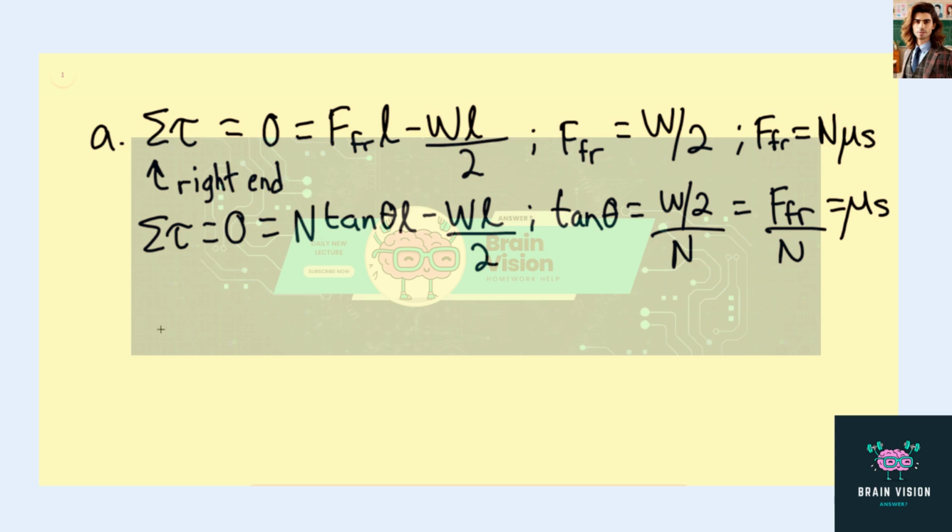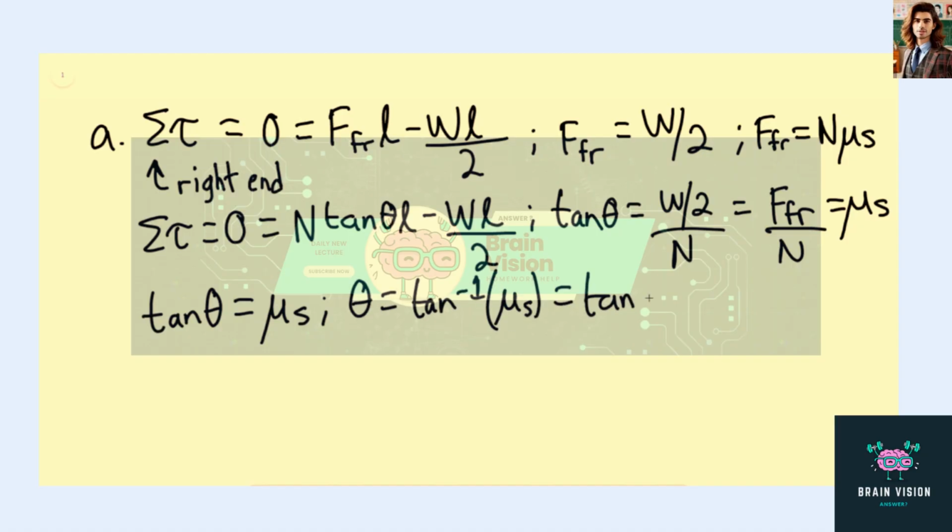So we can say that the tangent of theta equals the coefficient of static friction, which means that the angle simply equals arctan of the coefficient of static friction. So arctan of 0.40 equals 22 degrees, and this is the maximum angle measure.